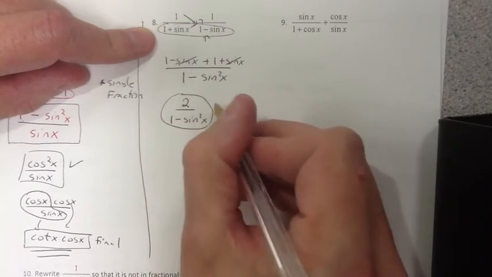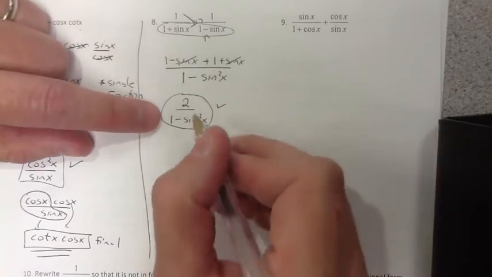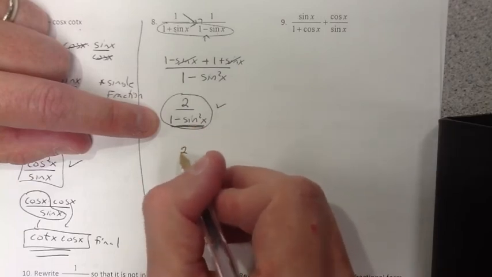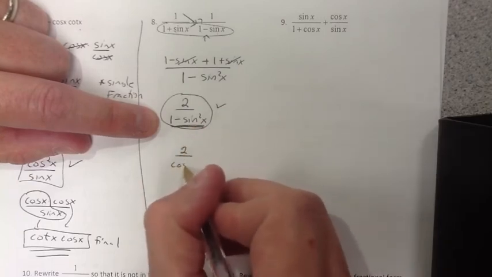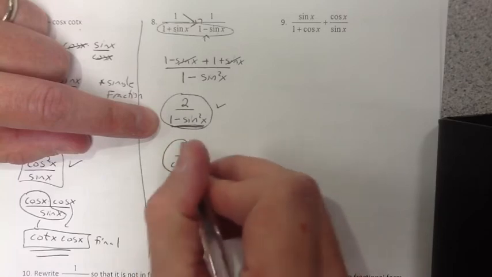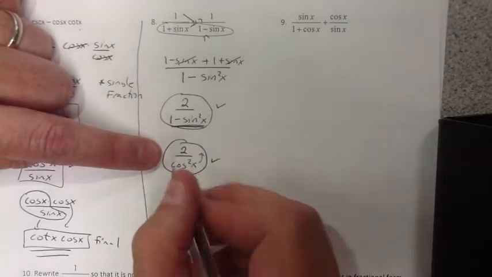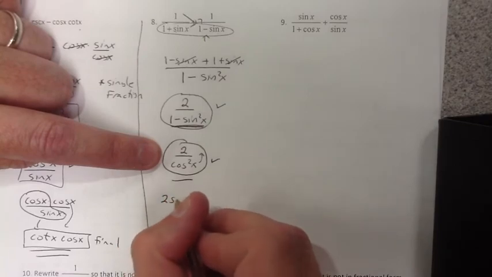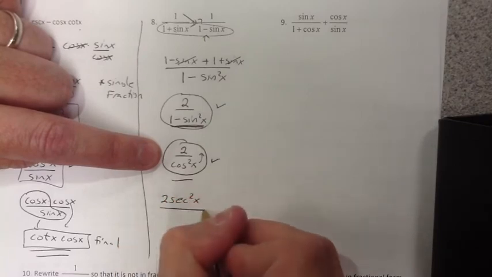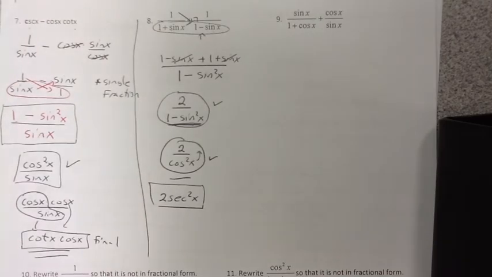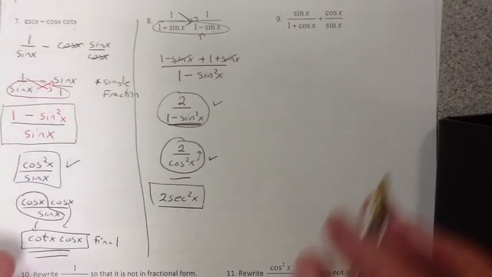This is good so far. We're doing pretty good, but hopefully you recognize 1 minus sine squared of x is one of my Pythagoreans. This becomes 2 over cosine squared of x. Perfectly acceptable for this one, but we sometimes like to write this up on top here. So this becomes 2 secant squared of x. And there's our final answer.